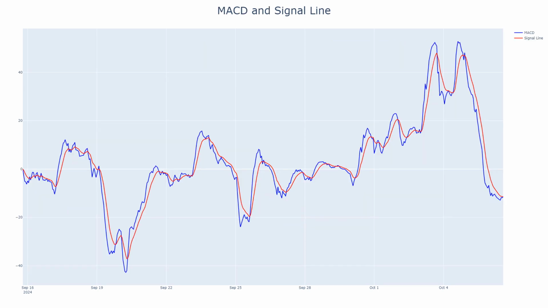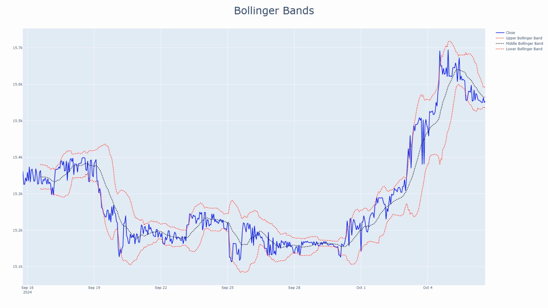MACD and signal line. The MACD for USDTIDRT is currently showing -11.46, with the signal line at -11.42, suggesting a weak bearish divergence. Over the past week, when the MACD crossed above the signal line, the price showed short-lived bullish trends. However, whenever the MACD dipped below the signal line, it triggered brief sell-offs. The current proximity between the MACD and the signal line indicates the possibility of a crossover, potentially signaling a shift in momentum for USDTIDRT.